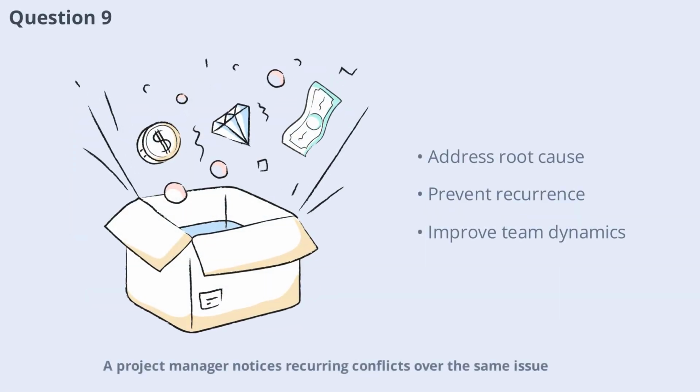A project manager notices recurring conflicts over the same issue. What should be done? A. Ignore the pattern. B. Address the root cause. C. Assign blame. D. Delay action. Explanation. The correct answer is B. Addressing the root cause prevents future conflicts and improves team dynamics.